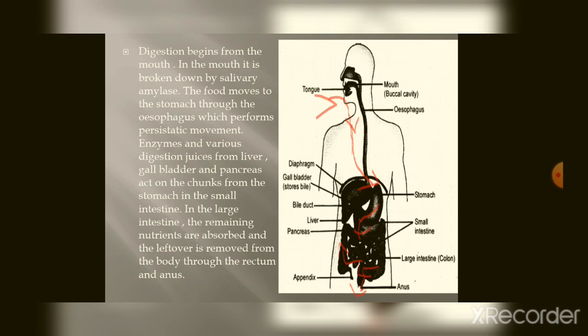A neat diagram is given on page number 99. This is an important 5-mark question, which is very, very important for heterotrophic nutrition.